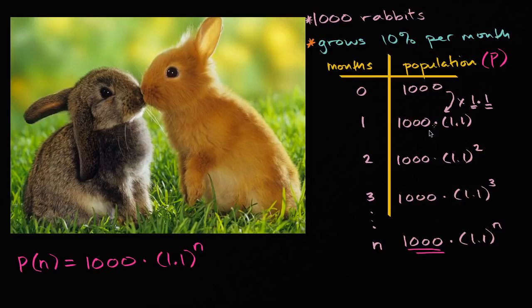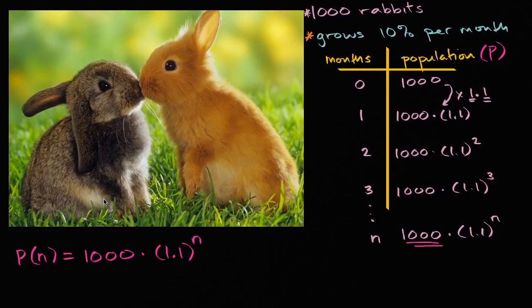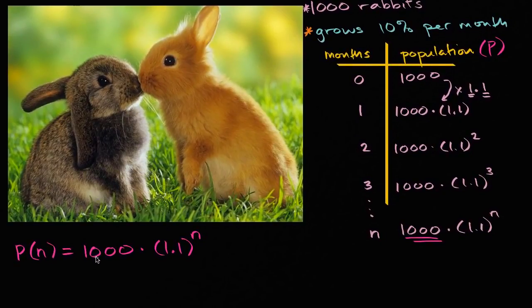And you might say, okay, well, this makes sense. It doesn't look like we're getting crazy numbers. But just for kicks, let's think about what's going to happen in 10 years. So 10 years would be 120 months. So the population at the end of 120 months is going to be 1,000 times 1.1 to the 120th power.